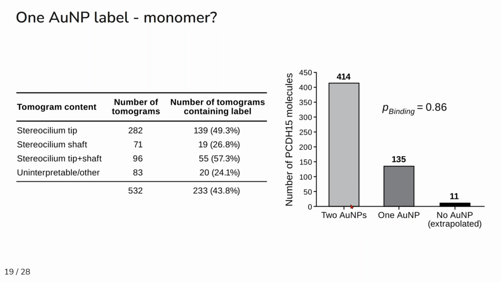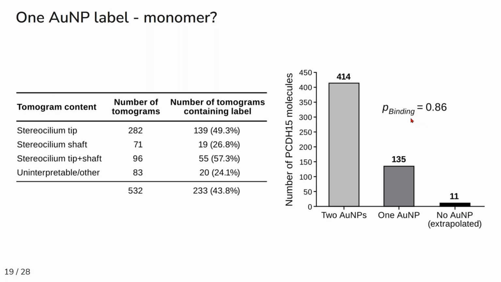And then we speculated, under the assumption that the binding of the two antibodies is independent of each other, that the binding efficiency, so the fraction of protocadherin-15 molecules that are bound by a gold nanoparticle, would be 86%. And that would mean that only in a very, very small fraction would we expect to see none of the protocadherin-15 protomers bound by a nanoparticle. We would miss them completely.